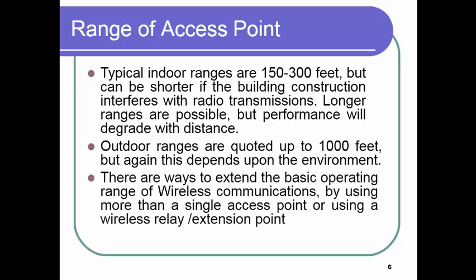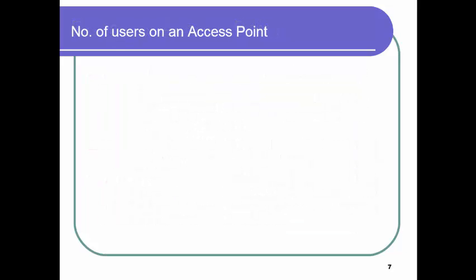Then there are ways to extend the basic operating range of wireless communication by using more than a single access point or using a wireless relay or extension point. So suppose somebody wants to increase the access range or coverage area, simply he will hook an additional access point to the existing wireless network. So wireless adapter extensions are possible to increase the range of access points.